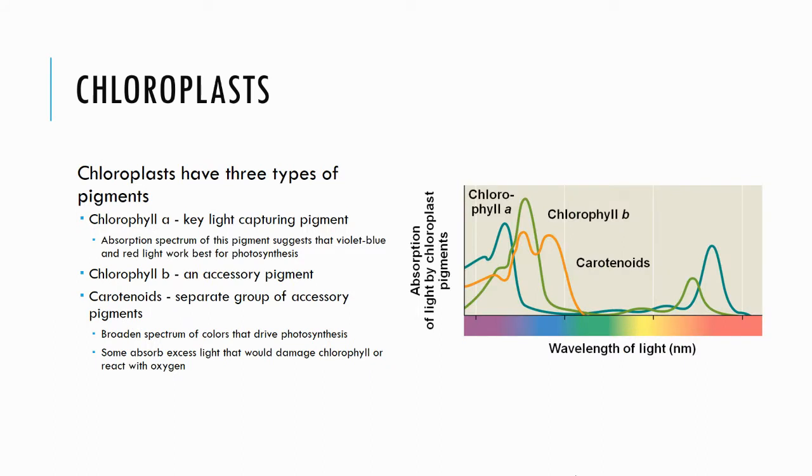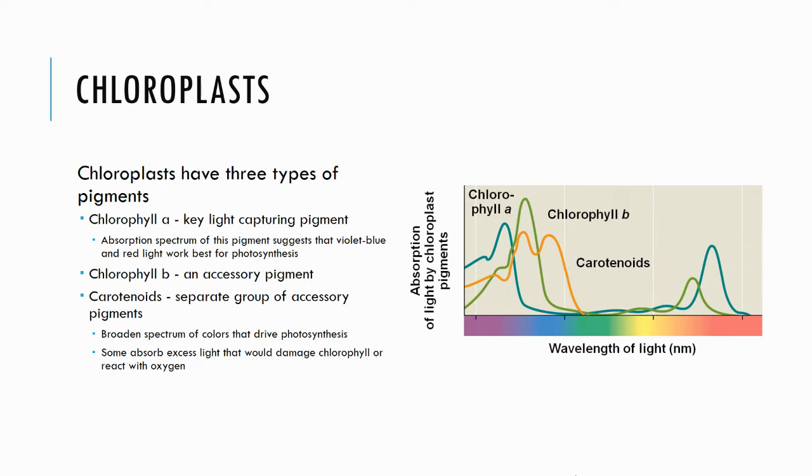There are 3 types of pigments that are found in chloroplasts. Chlorophyll A is a key light capturing pigment. The absorption spectrum of this pigment does suggest that violet, blue, and red light work best for photosynthesis, which you can see here from the graph. So you may notice that lots of lamps that are meant to help plants grow are in that color range.